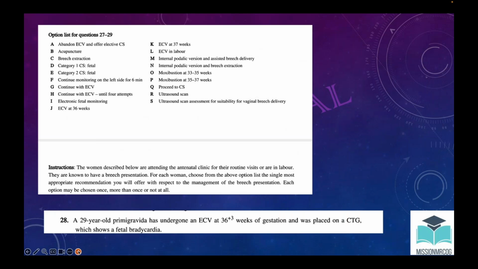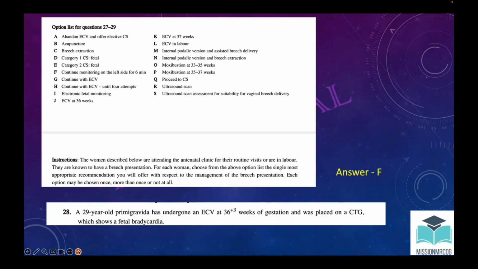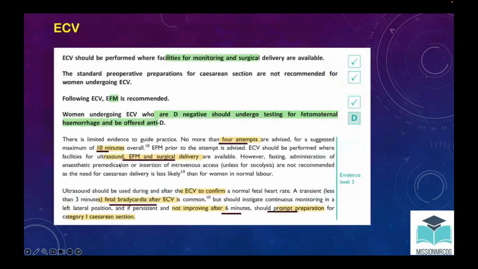Why will you deliver? So you can wait and watch. Yes, continuous monitoring in the left side for 6 minutes. Now this is in the guideline. If the patient has fetal bradycardia, then continuous monitoring in the left lateral position. If it is persistent, not improving even after 6 minutes, then prompt preparation for category 1 cesarean section.